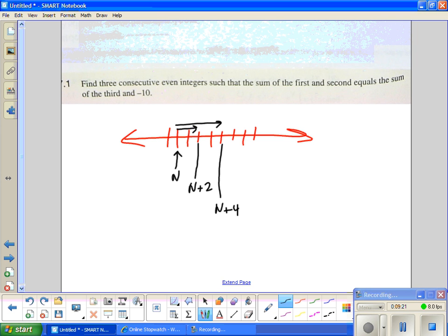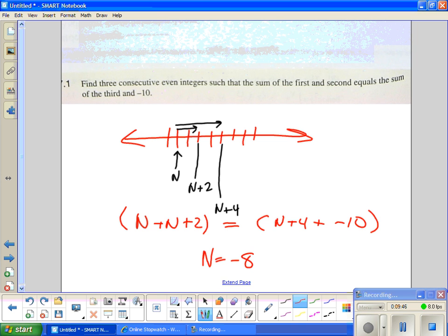So let me write the equation. The sum of the first and the second, n plus 2, equals the sum of the third, n plus 4, and negative 10. Again, I'm not going to solve this out, but I'm going to tell you that this is the equation. If you solve this, you get n is negative 8.